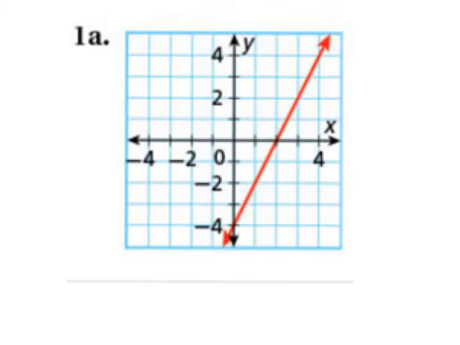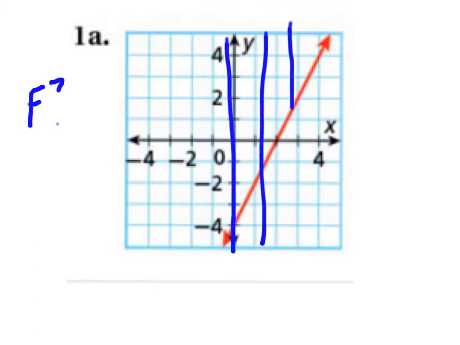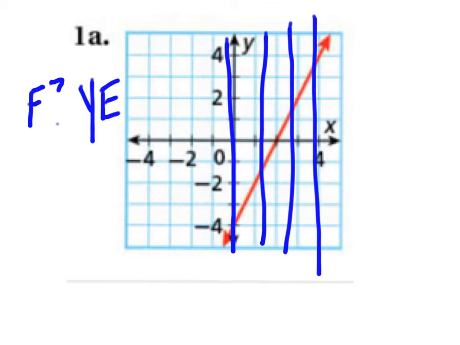For the function, is this a function, yes or no? I can draw a line vertically through this graph anywhere and only touch one spot on the red line. So the answer to the function question is yes. And then for the linear question, it is a straight line. So that one is yes as well.